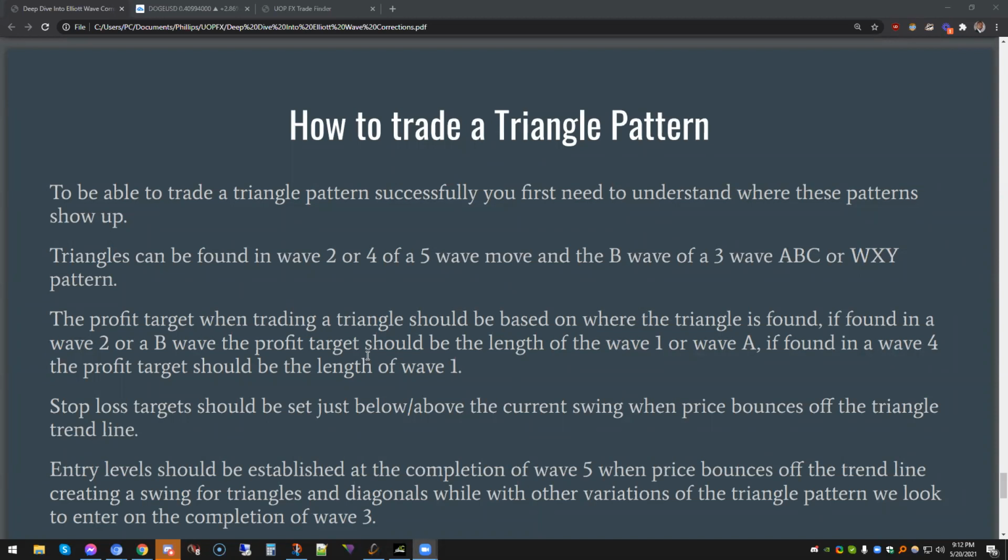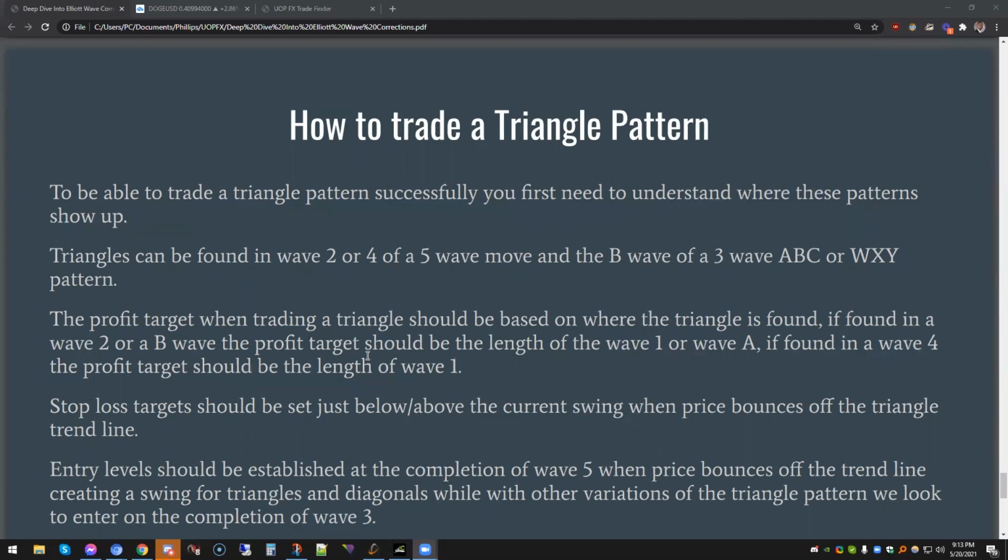So it all depends on the type of move that you're looking at that will determine where the triangle is. But we know for sure the triangle will be in the wave 2, the wave 4, or the B wave. So these are the areas where you will typically find a triangle. So once you see a triangle, you should already understand what type of wave structure you're in.